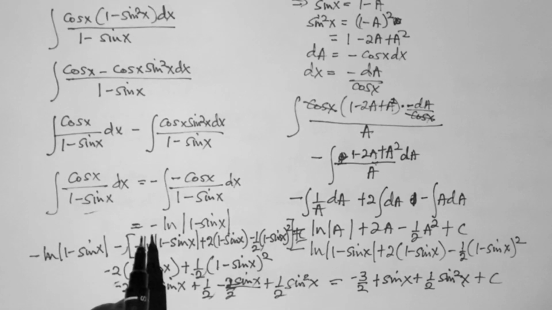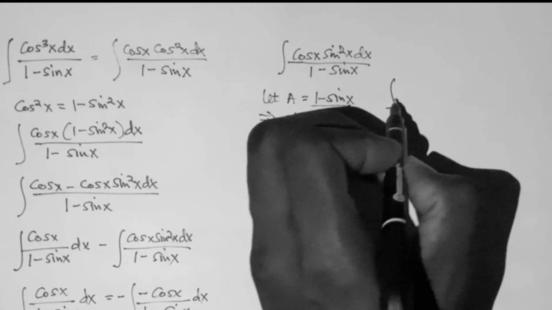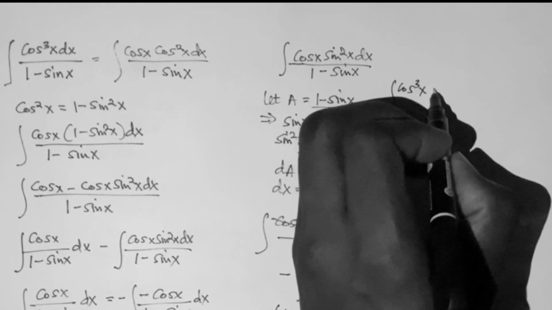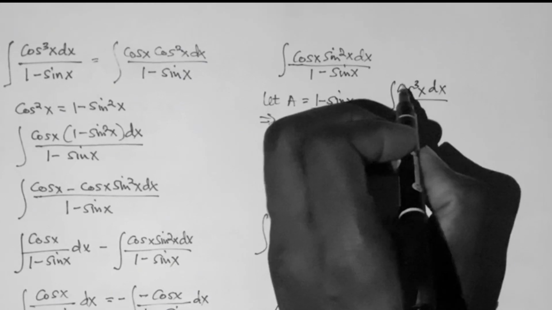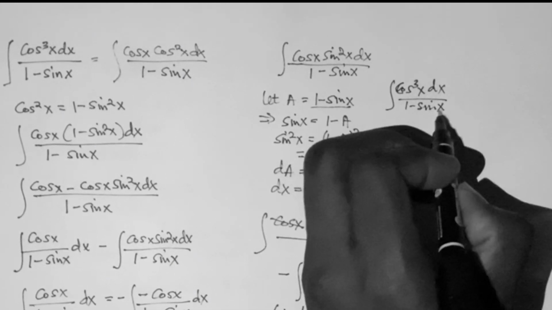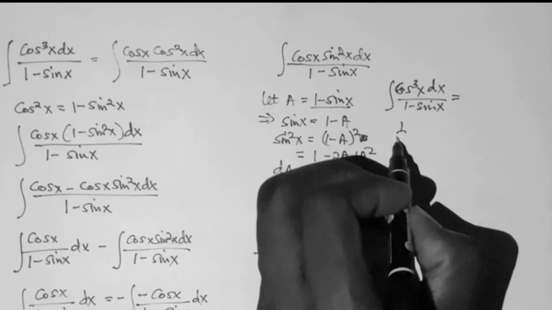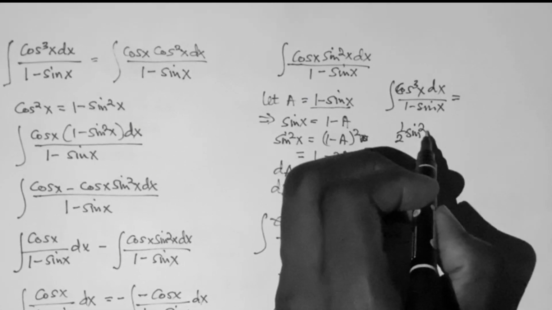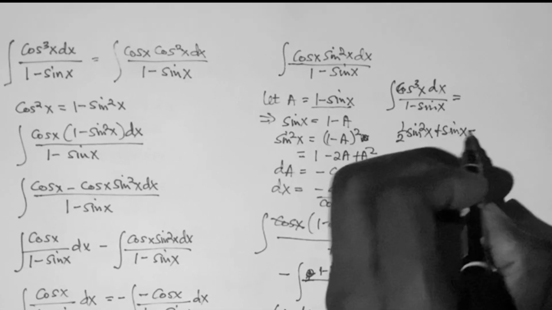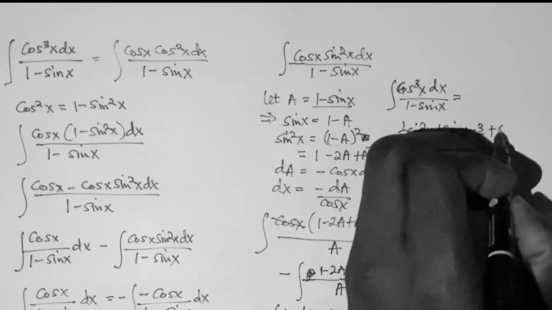So in rewriting the answer, you find out that the integral of cos x exponent 3 dx divided by 1 minus sine x is equal to, I'm writing the answer down here, half sine squared x, then plus sine x, then minus 3 over 2. So minus 3 over 2 plus c.